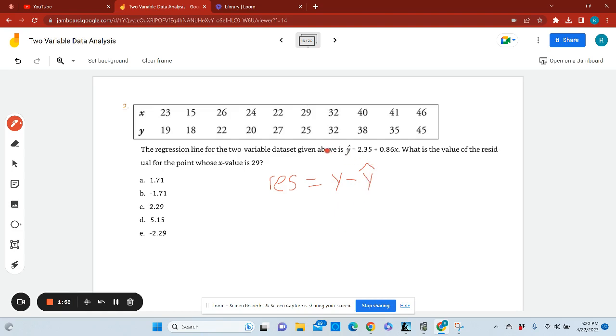Okay, so the first thing I need to look at is my chart, and I need to say, all right, when x is 29, the actual y value is 25. So there we go. 25 minus, now I need to figure out, well, what does the regression line predict the y value is going to be when the x value is 29? And I can get that just by substituting this into my calculator. 2.35 plus 0.86 times an x value of 29.